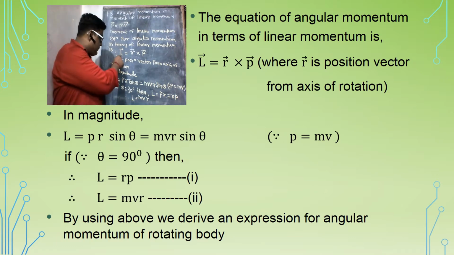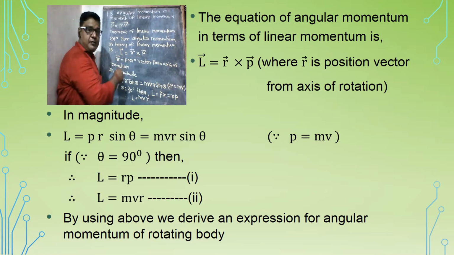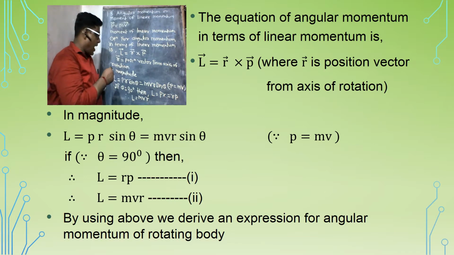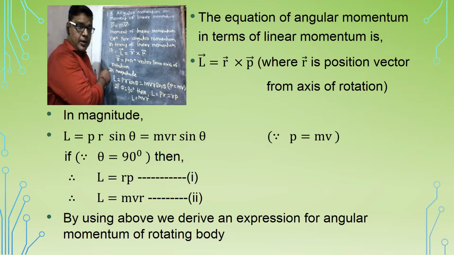Now this we solve, L is equal to R cross P. This we solve by using vector analysis. Therefore, we get L, when we take the magnitude of this angular momentum, or we write the equation in magnitude.